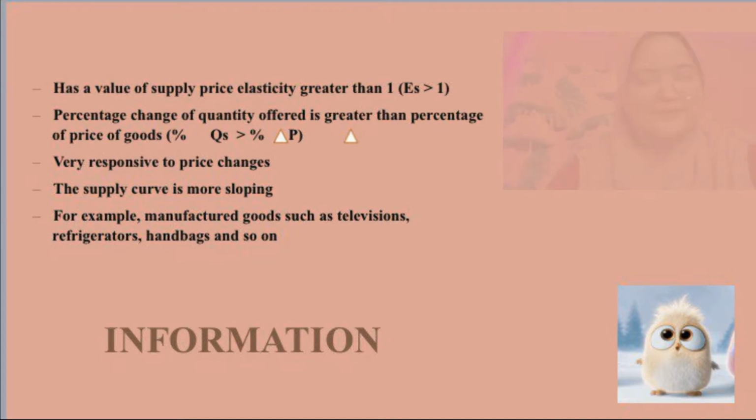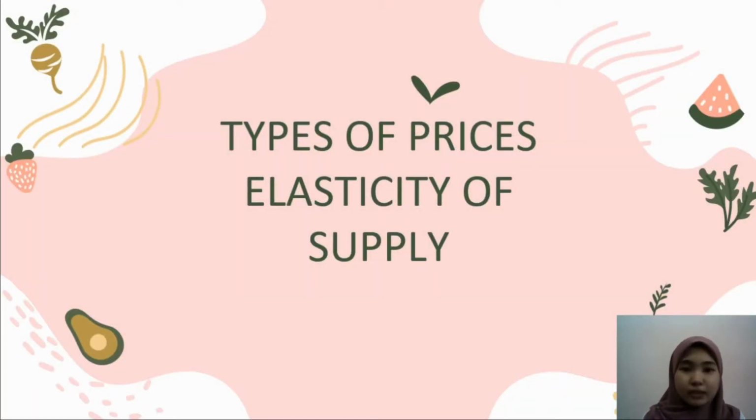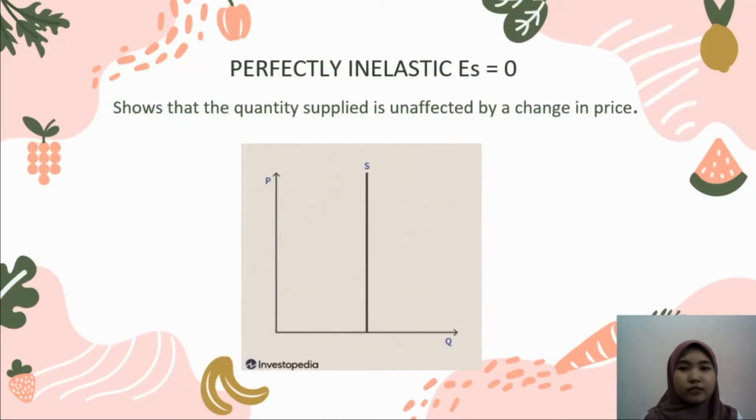Assalamualaikum. Okay, I want to tell about the types of price elasticity of supply. Okay, the first one is perfectly inelastic, equal to 0. This is a graph that shows that the quantity supplied is unaffected by a change in price. This is the graph.